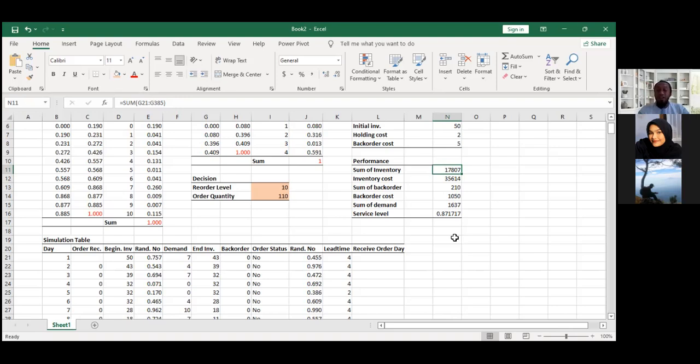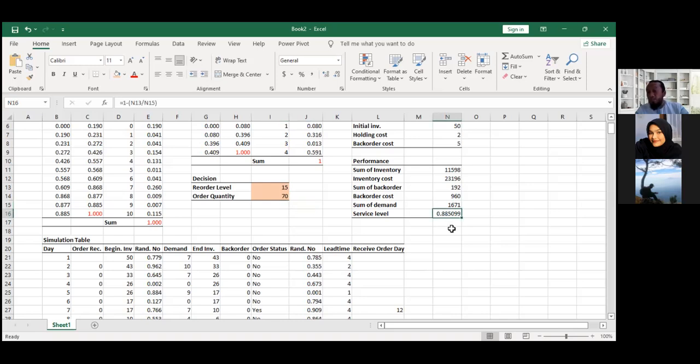So that's why we can combine this simulation with optimization. We can use a mathematical model to optimize this. This is just trial and error. We try, if the reorder level is 15, then the order quantity is, let's say, 70. What happened? Here we can inspect. We can observe our cost performance and also the service level.